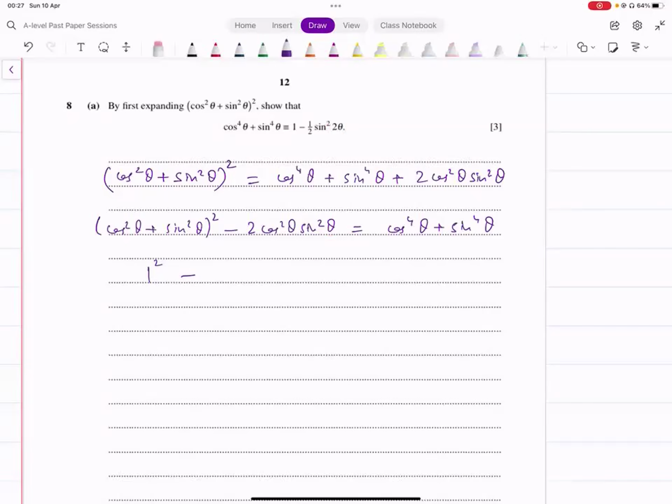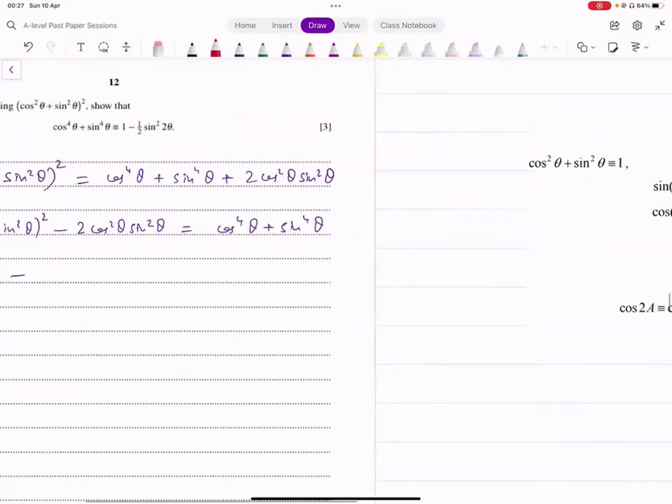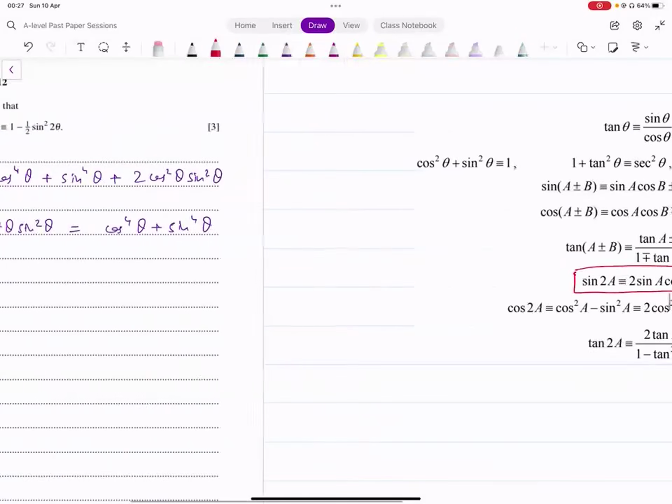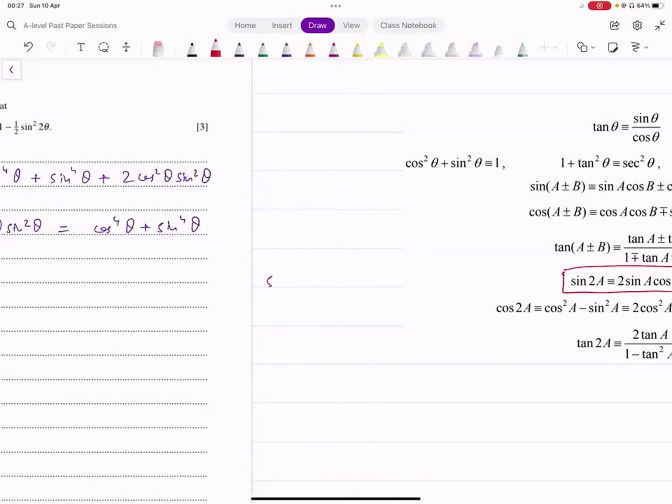साइन की डबल एंगल आइडेंटिटी क्या होती है, यू गॉट द फॉर्मूला शीट ऑन द साइड. ये आपके पास साइन की डबल एंगल आइडेंटिटी है. साइन 2a इज आइडेंटिकल टू 2 sin a cos a. So that is sin 2a identical to 2 sin a cos a. यहाँ पे साथ लिख लेते हैं. So we have that visible here.